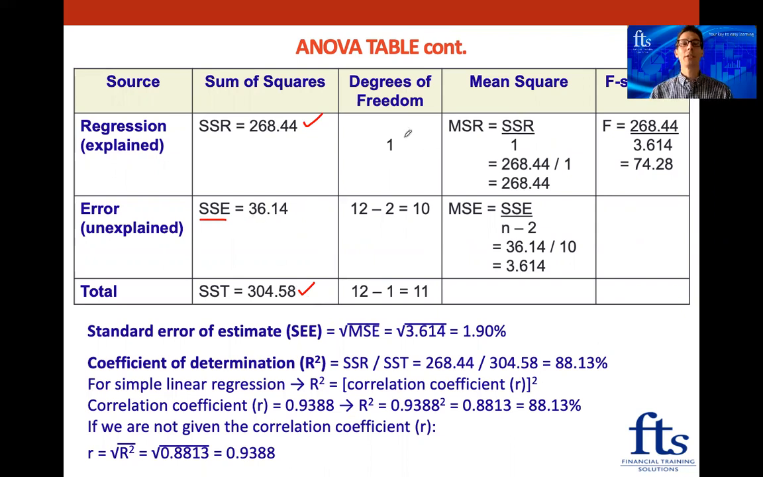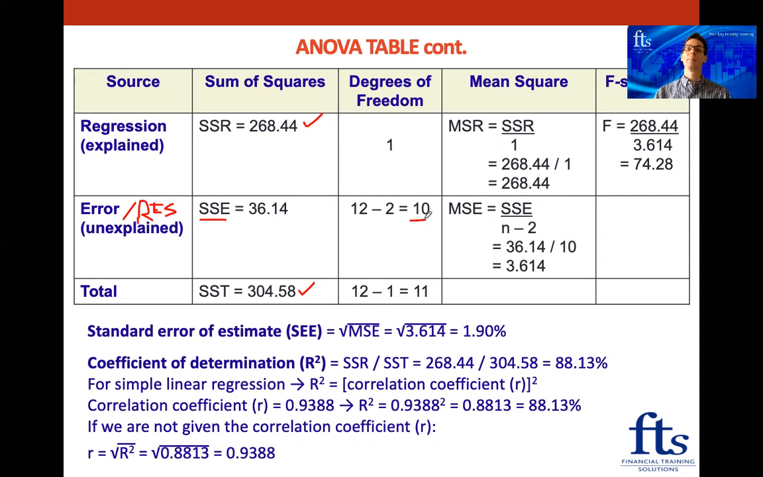And then the degrees of freedom for our regression is just 1, because we've only got the one independent variable. And for the error, or residuals, this is all the same thing. Remember, it's n. So we had 12 years of data, minus 2, because we've got the intercept and the one independent variable. So our degrees of freedom for the error is 10.